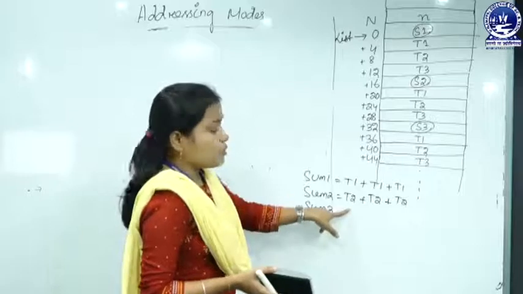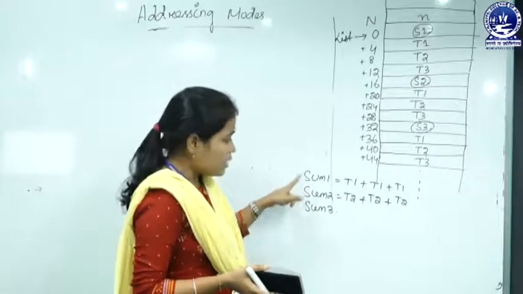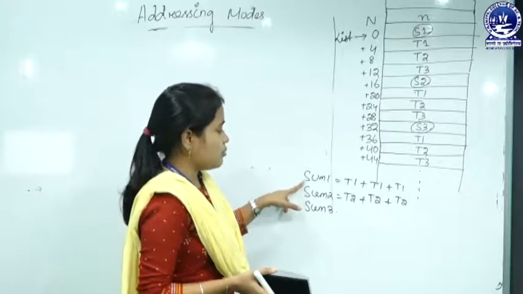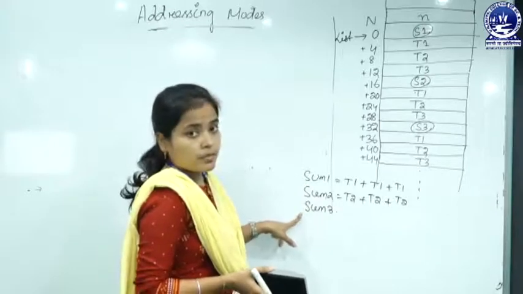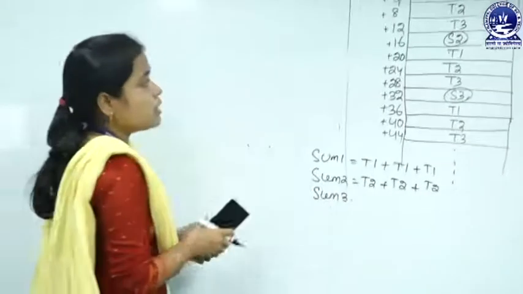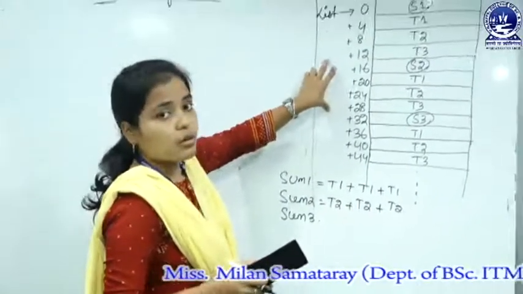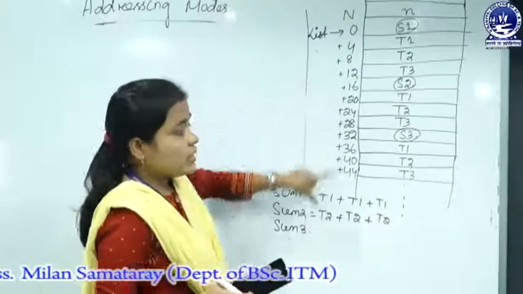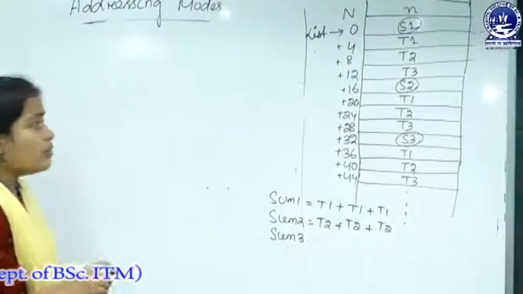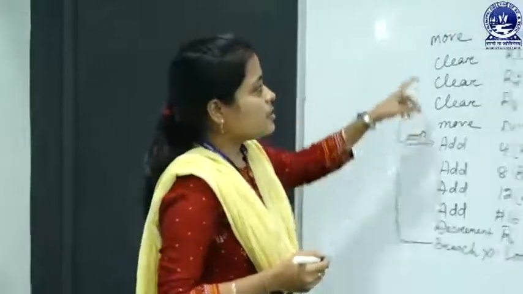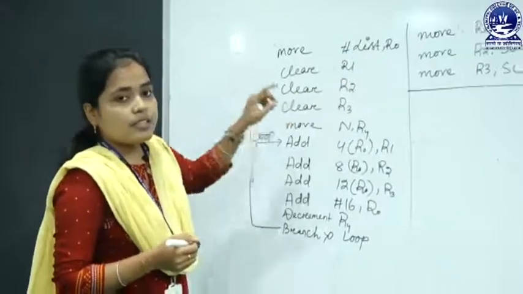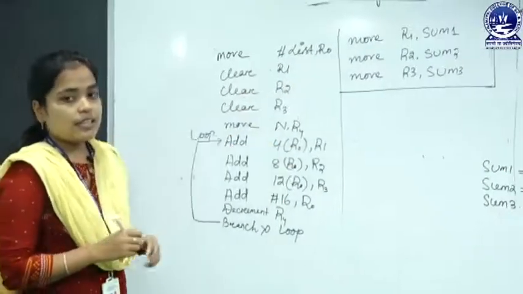After that we have to store the sums into other memory locations, let us say sum 1, sum 2 and sum 3. Okay. So, if I want to write the assembly language code for this concept, then what will we do first? This is the code for representing that example.